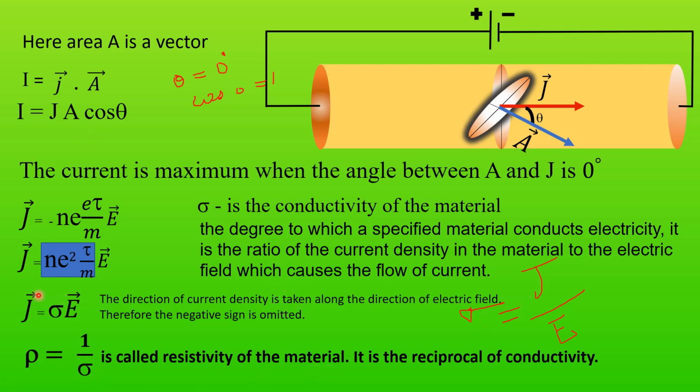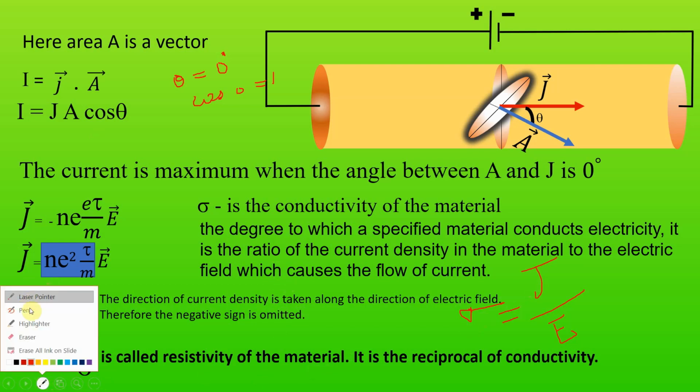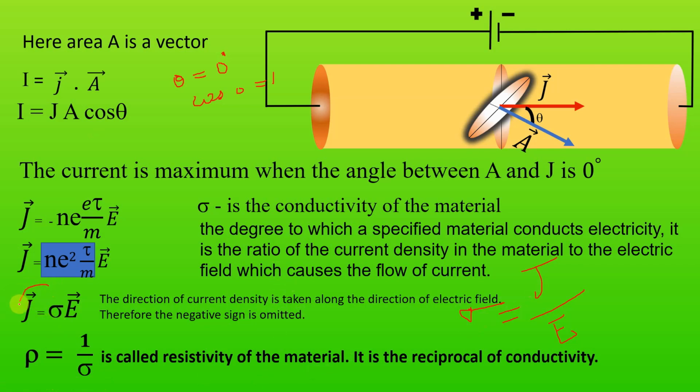And by knowing this equation J equal to sigma E, one can easily understand the concept of Ohm's law. To understand the concept of Ohm's law, this equation is very, very important. J is equal to sigma E, and also I can write J into rho is equal to E. So these are very important concepts, so bear them in mind. In the next video we are going to deal with Ohm's law.